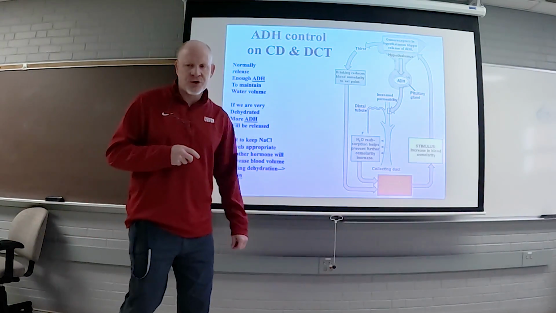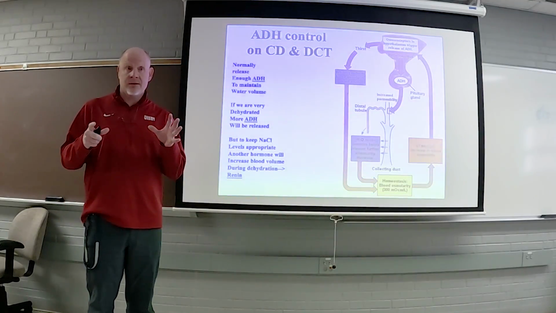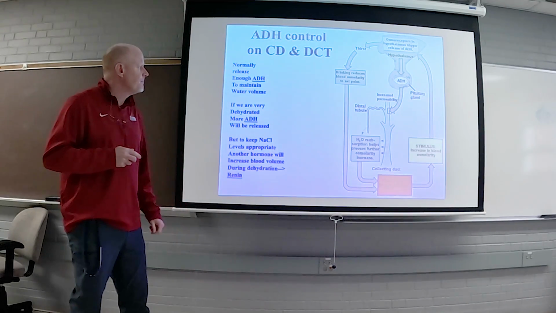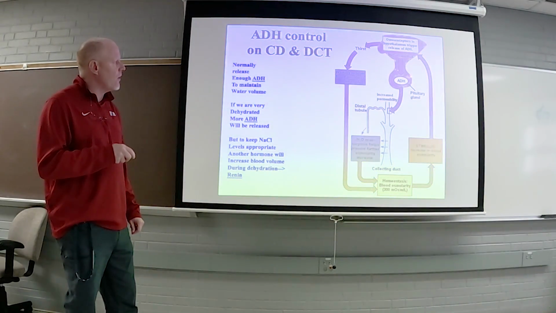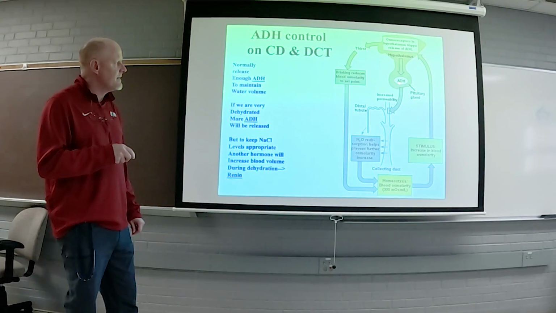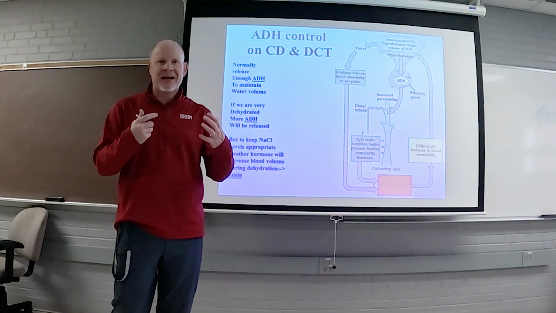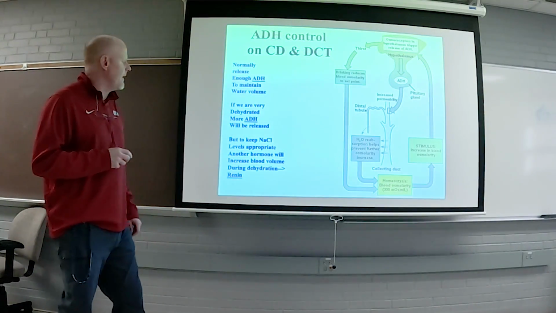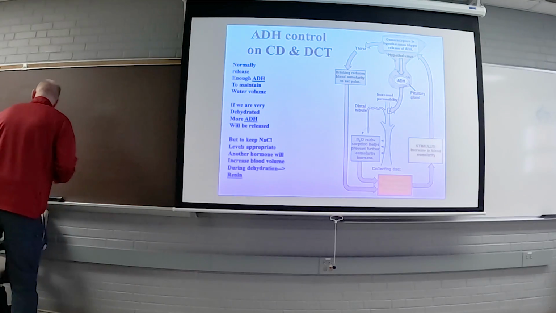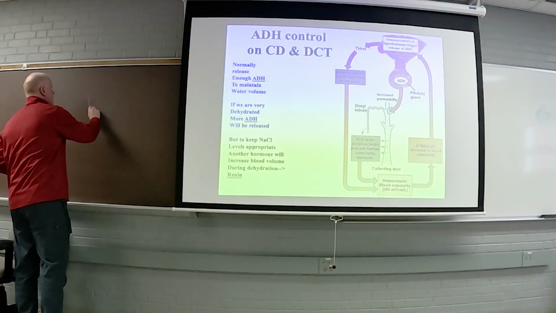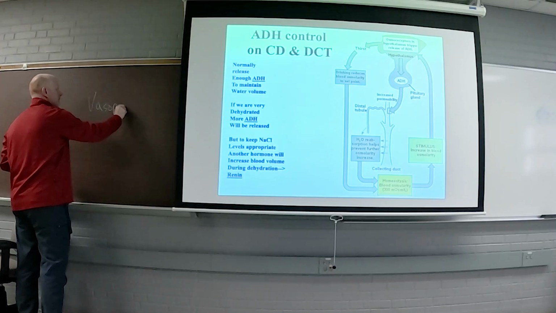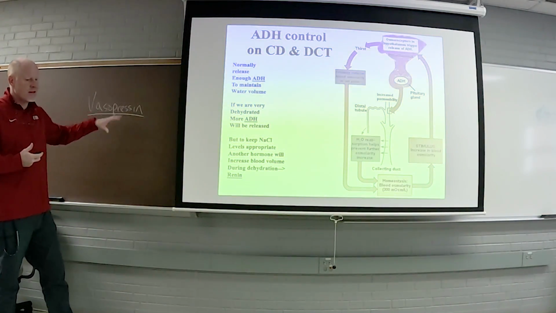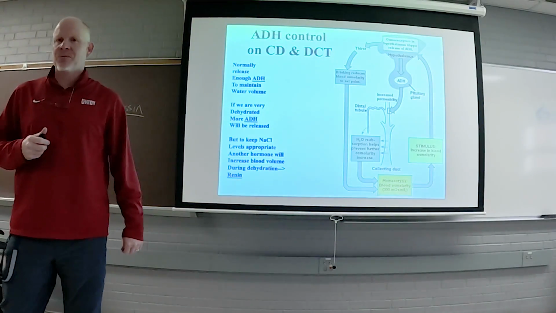So let's talk about how we control the collecting duct. Are you guys all good with how the collecting duct works and what the loop's job is? ADH is going to be our hormone. ADH stands for antidiuretic hormone, or going against producing urine. So ADH is what we call it, or it also has another name. It's called vasopressin. Vasopressin is involved with blood pressure.